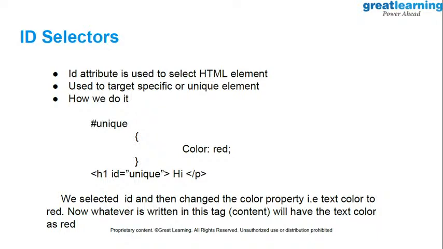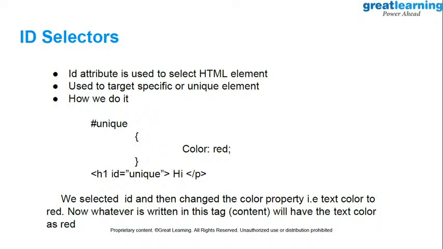So the id attribute is used to select the HTML element. Now we have selected this id, then we change the color property to red. So now the text color will be changed to red, whatever is written in this tag, the content of that will be red. So this is how you apply CSS with the help of an id.